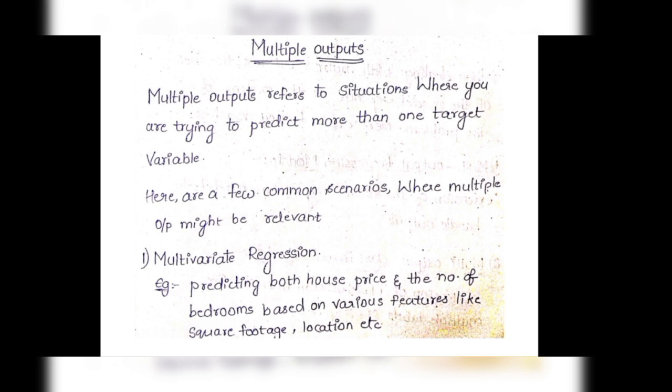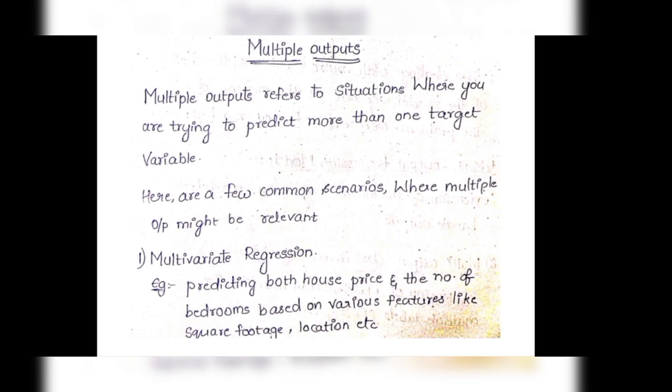What will happen in multivariate regression? Predicting both house price and number of bedrooms based on various features like square footage, location, etc. Here we are finding the price of the house based on features like square footage and location. We are predicting not only a single house, we are predicting both houses. It means we have multiple outputs, and we can get relevant answers like houses of the same size or in the same location side by side. So these are all relevant multiple outputs. In this case we will get some outputs.